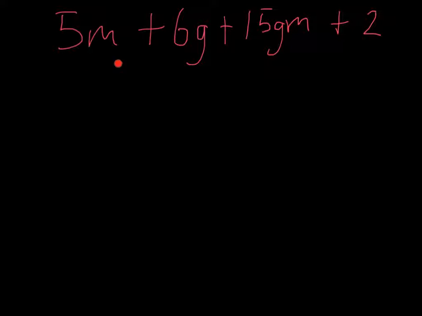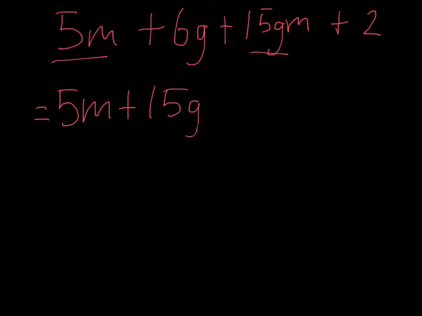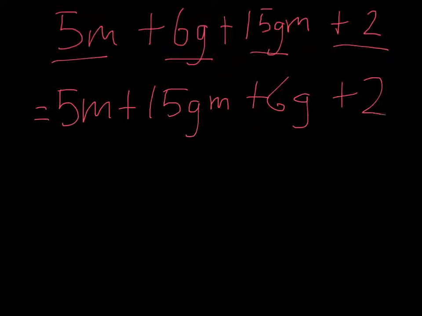The same thing goes for this equation, but what you might notice here is if I look at the first two terms, they don't have any highest common factor other than 1, and the second two terms, same thing. So sometimes you might need to pair up terms that have a highest common factor. So in this case, you can see that 5m and positive 15gm have a highest common factor, as does 6g and positive 2.